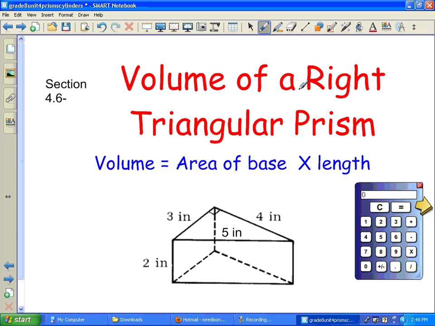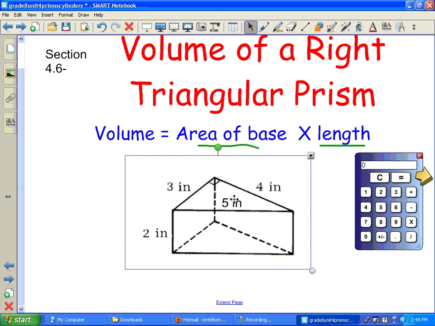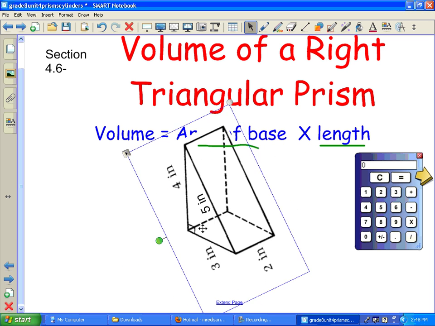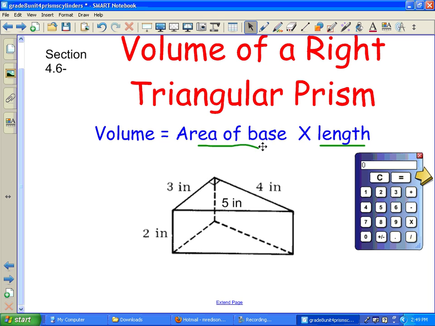When you're doing a right triangular prism, it's still going to be the area of the base times the length. So the formula does not change. Now the length in this case can be the height as well. Depends on, again, how you have your pyramid tipped. So it's going to be the area of the base. In this case I got the base put on the bottom, right here. And then it's times the length.